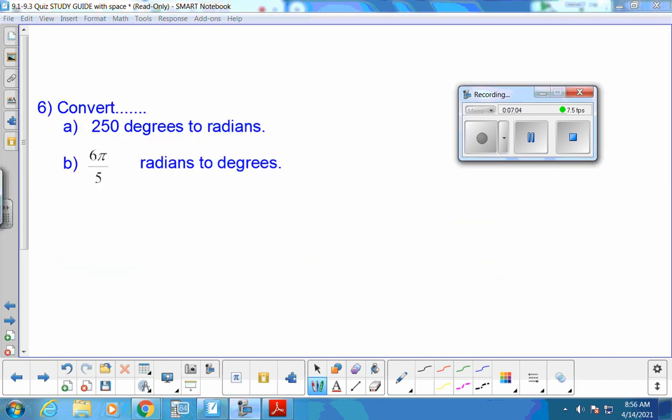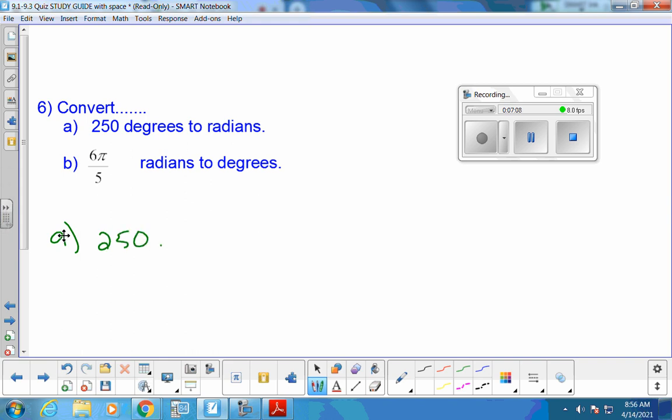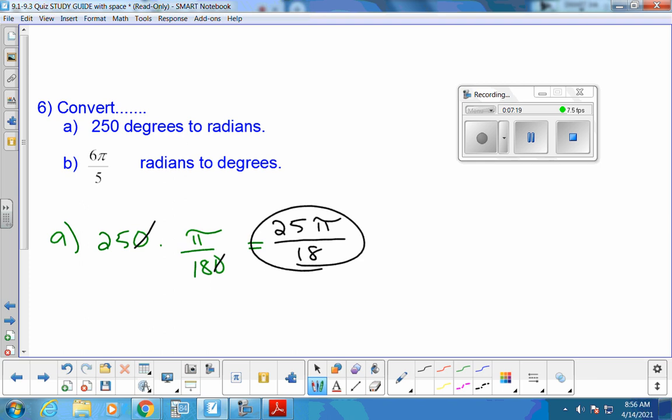Alright, so to go part A, to do your degrees to radians, you're going to multiply by pi over 180. There's really nothing that can simplify down here except the zeros can slash, so 25 pi over 18. And in part B, this time you're going to multiply by the reciprocal of what we did in part A, 180 over pi. The pi's cancel, and we'll need our calculator. I do 6 times 180, divide by 5. 216? That's what I got.